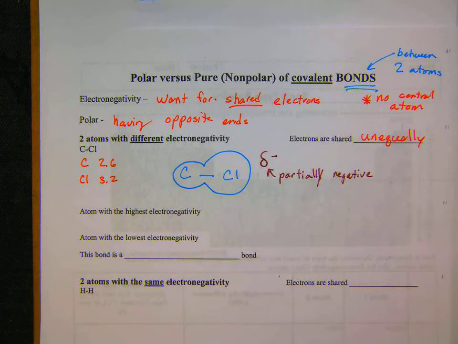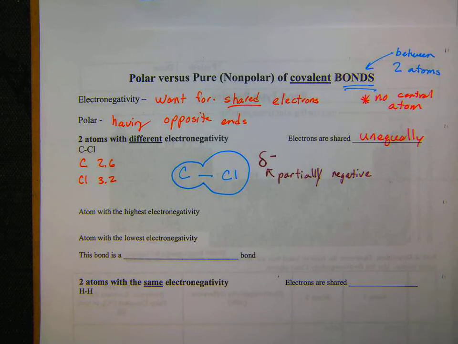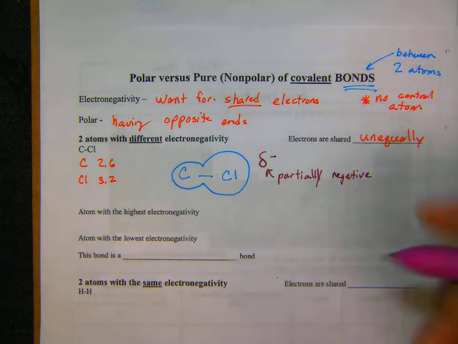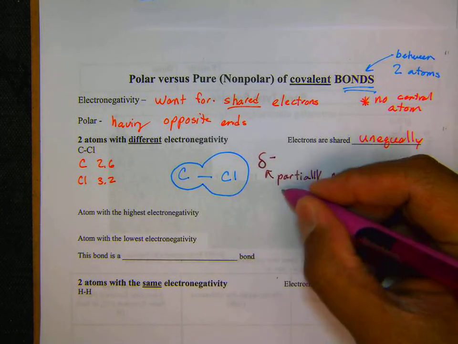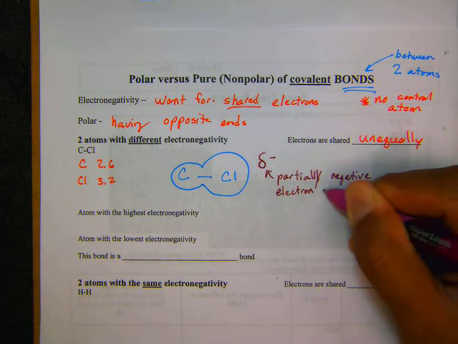Partially negative, because the electron is not fully leaving the other atom. It's just being pulled more towards chlorine. So it's not quite leaving. If it left, then it'd be a -1, right? So it's less than 1. It's partially negative. So we're saying that at this end, the electron basically spends more time here.